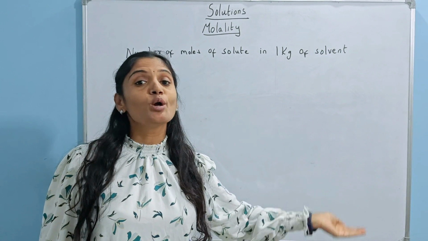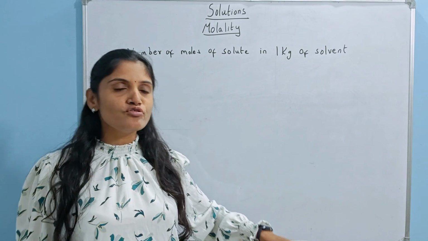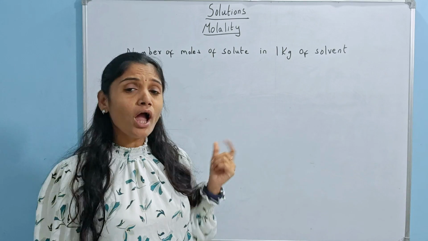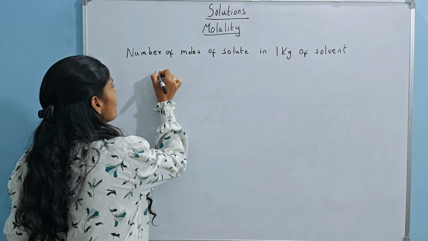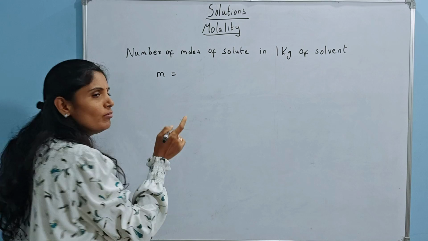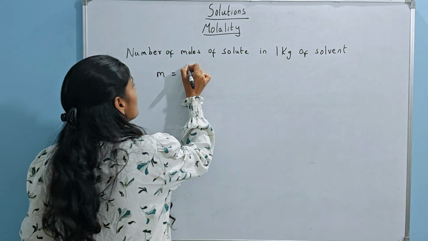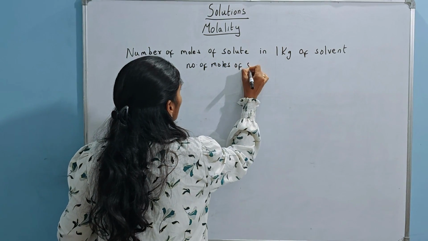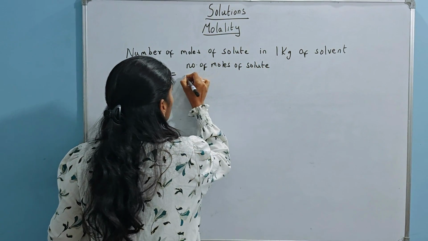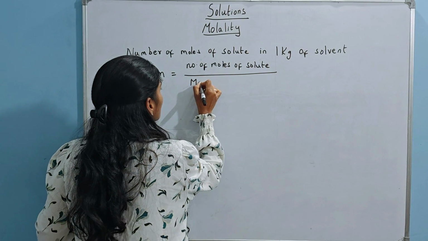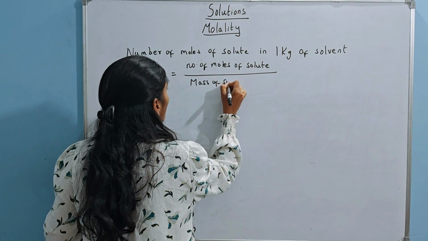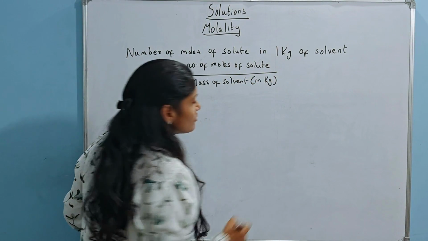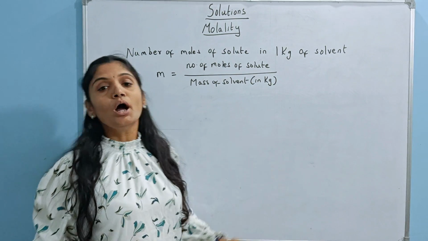In molarity, we were talking about the volume of solution. In molality, we are talking about the mass of the solvent. How to write this in terms of a formula? Molality is represented by small m. Molarity was capital M. Molality equals number of moles of solute divided by mass of solvent in kg. This is how you calculate molality.